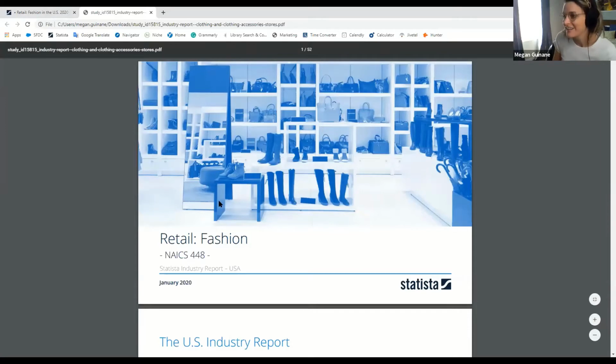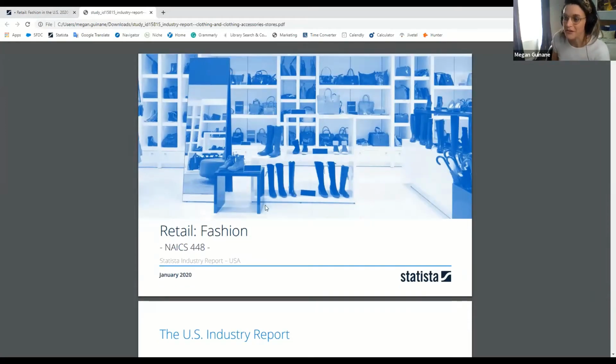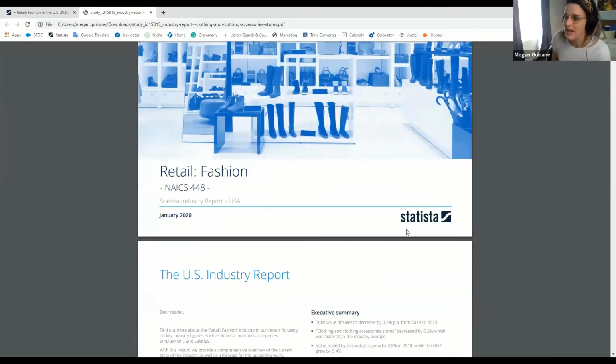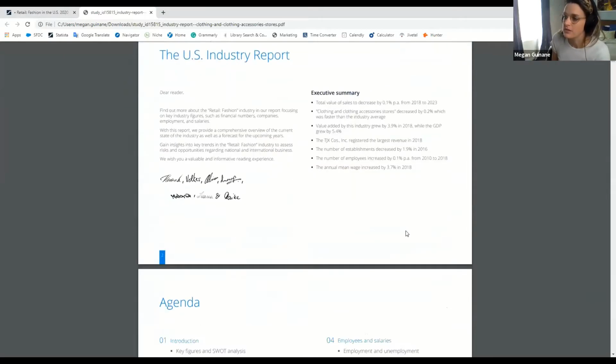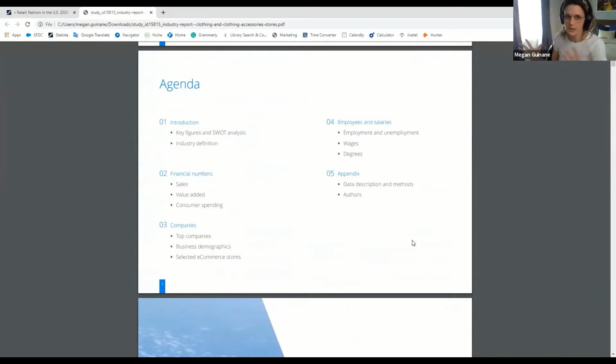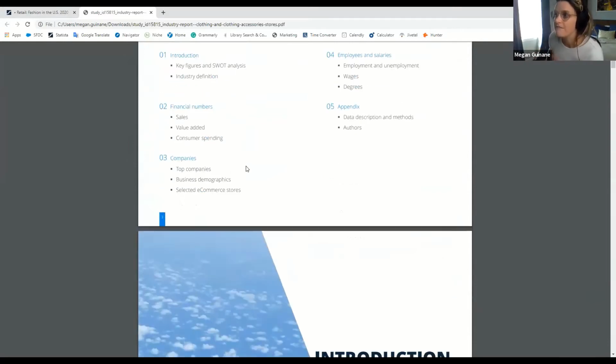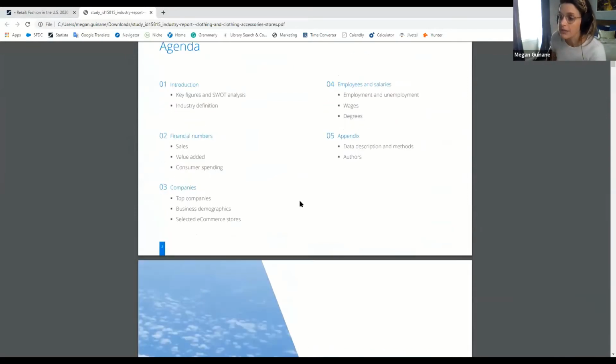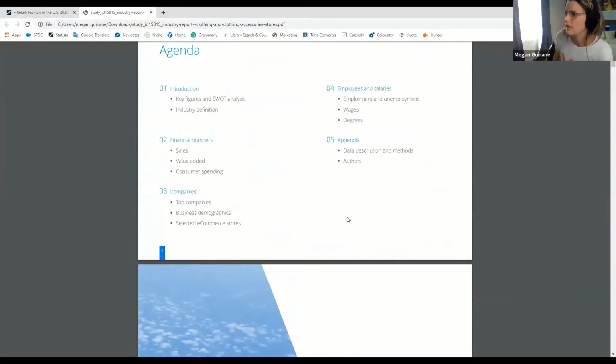Sorry, I was being a little shy. So here is an example of our industry report. And as we scroll down, we get the table of contents. So this is kind of like a booklet form that shows what's contained in this report. So key figures on how the industry is performing, a SWOT analysis, so you have an idea of how this industry is performing, financial numbers, companies, so what are the top big companies, employees and salaries, as well as some other data on info on how we collected all of this data.